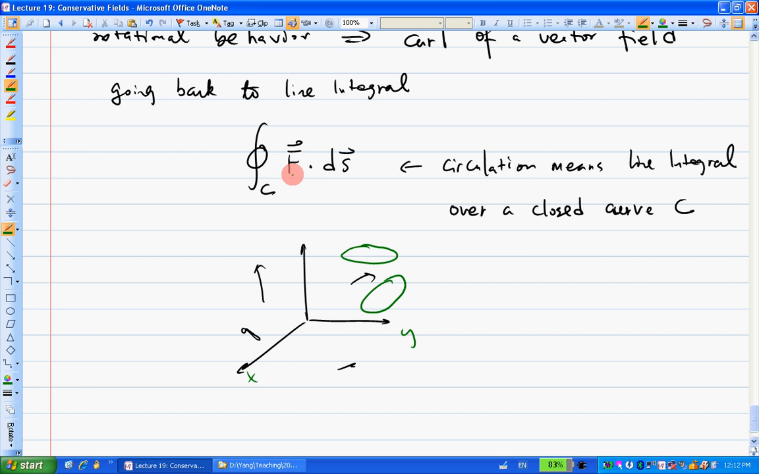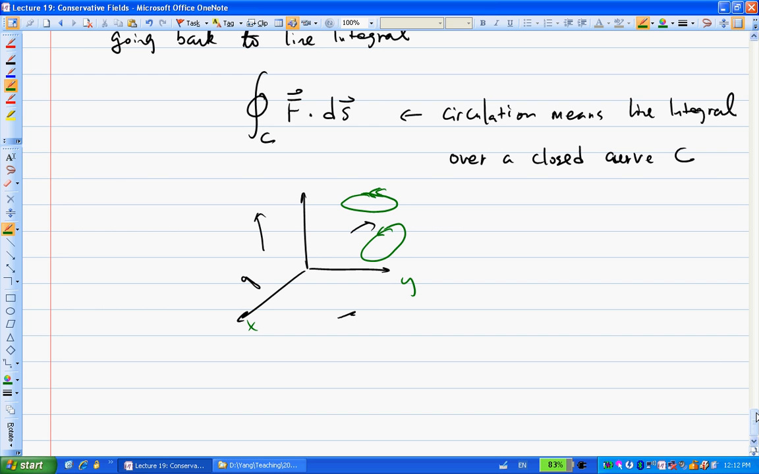I guess when you try to calculate circulation around this one or around this one, they're going to be different, right? Even if the curve C encloses the same amount of area here. So basically, the idea I'm trying to say here is that circulation has this concept of orientation. When you orient this curve C differently, you'll get a different circulation. Is that okay?